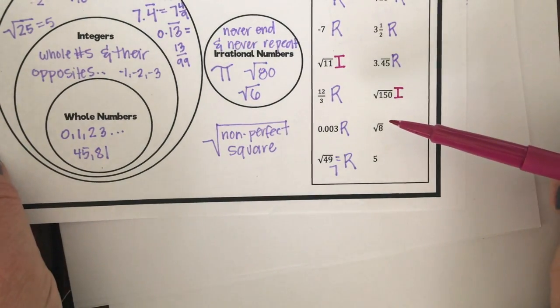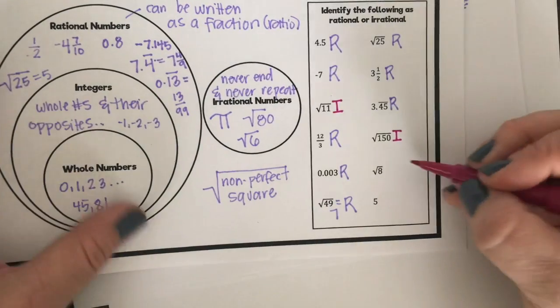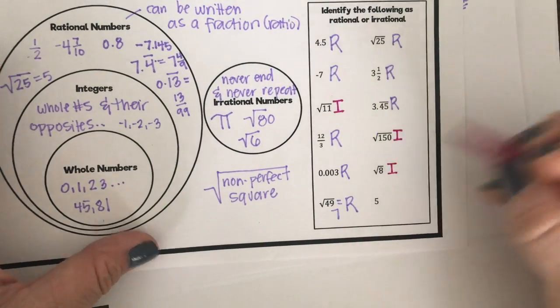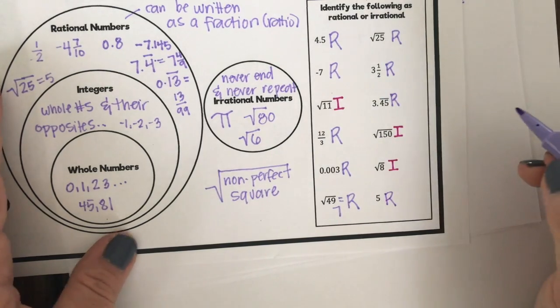What about the square root of 8? Is there a number that times itself gives me 8? Nope, so that makes it irrational. And then 5, that's a whole number, so therefore it's rational.